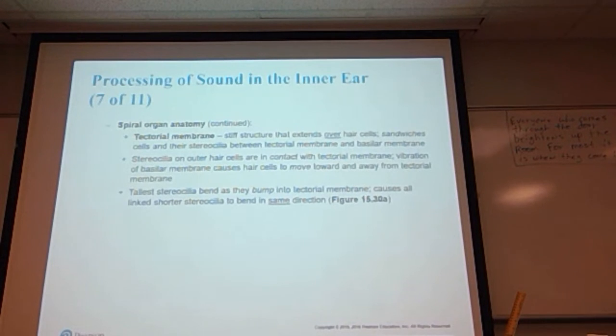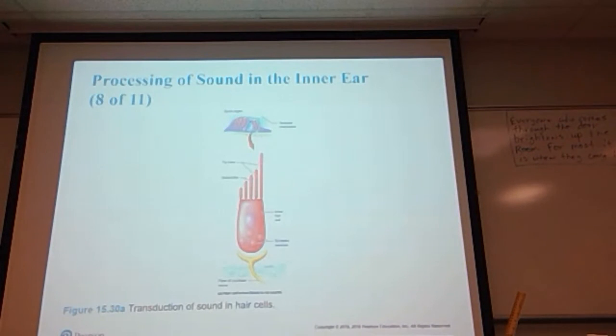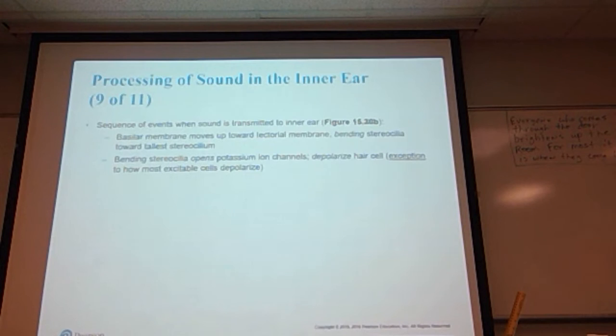The tallest stereocilia will bend as they bump into the tectorial membrane, causing all the linked stereocilia to bend in the same direction. And you see here they all are arranged. And when the signal gets here, this one will bend, which will in turn cause all of those to bend in a like fashion. The basilar membrane will then move up toward the tectorial membrane, bending the stereocilia toward the tallest stereocilium. The bending stereocilia opens potassium ion channels, which depolarizes the hair cell.